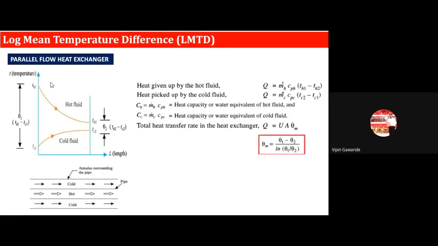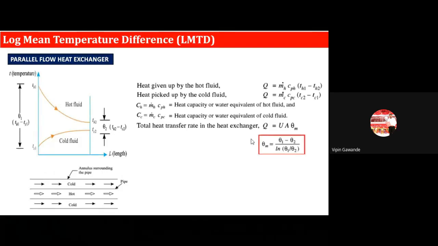Now we'll apply that. What is the log mean temperature difference for a parallel flow heat exchanger, and what is the LMTD value for the counter flow heat exchanger? For both, the value of this LMTD is the same. What is the formula for theta m? Theta m is equal to theta 1 minus theta 2 divided by ln theta 1 by theta 2. What is this theta 1? Theta 1 means Th1 minus Tc1.